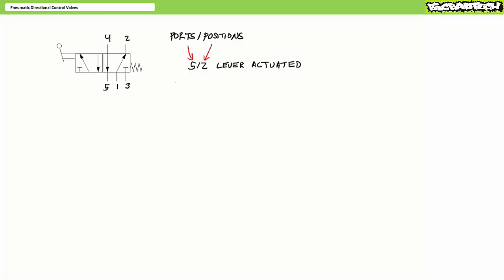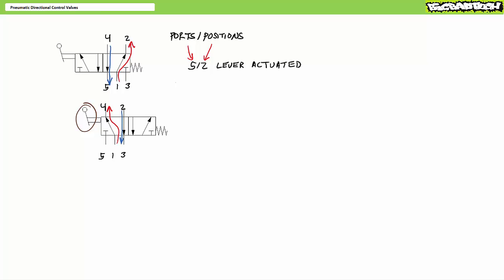a deactivated and activated state. It appears to be lever operated. A spring offset on the right-hand side pushes the spool into a deactivated state, whereby pressurized flow at 1 is routed to actuator port 2, and actuator port 4 is dumped to exhaust port 5, and port 3 is blocked.